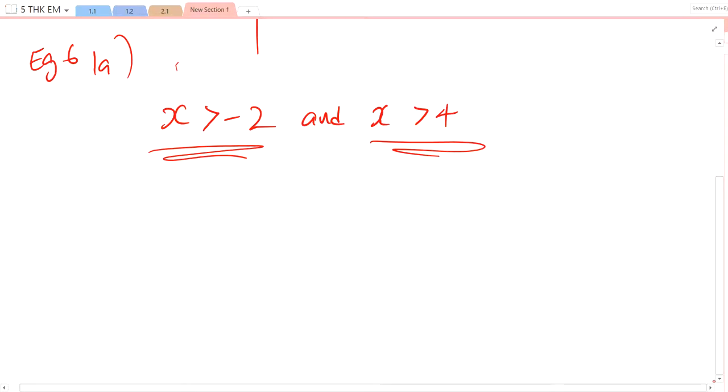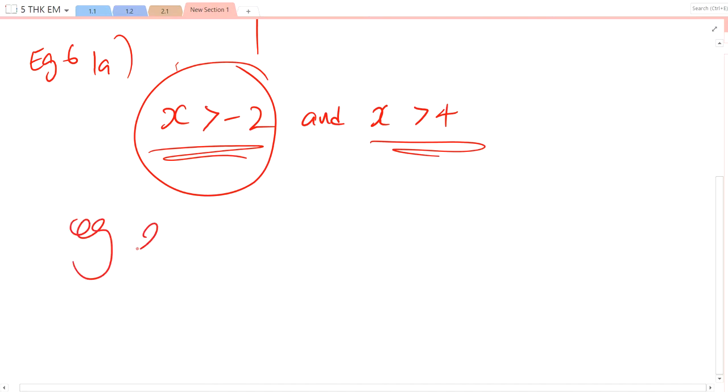greater than negative 2 mean? We fully understand what x greater than 4 means. Can you give me examples of numbers that satisfy the inequality on the left? For example, x could be negative 1. What else? 0, 1, 2, 3, and so on and so forth.